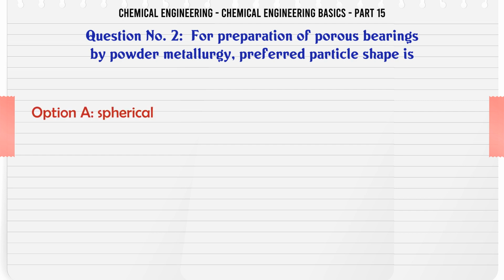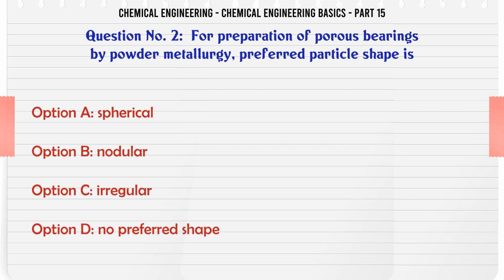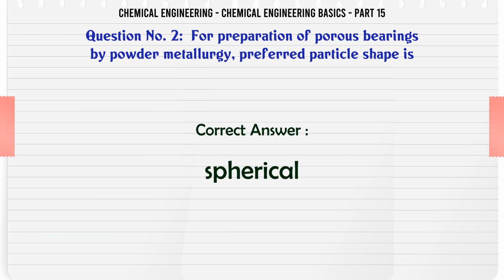For preparation of porous bearings by powder metallurgy, preferred particle shape is A. Spherical. B. Nodular. C. Irregular. D. No preferred shape. The correct answer is spherical.